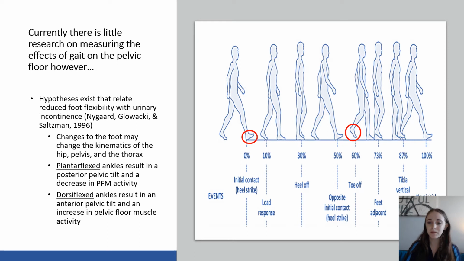There's a decrease in pelvic floor muscle activity when the ankles are plantar flexed because of the posterior pelvic tilt. When the ankles are dorsiflexed, we get an anterior pelvic tilt, and it increases that pelvic floor muscle activity. Because when we go through our gait cycle, at initial contact or heel strike, we're dorsiflexing the ankle, so we have an anterior pelvic tilt and increased pelvic floor muscle activity. And then later in our gait cycle, during toe off, we have plantar flexed ankles, and we have that posterior pelvic tilt and decreased pelvic floor muscle activity.